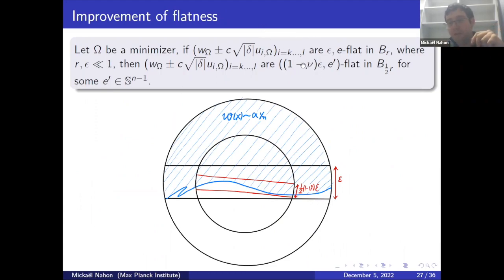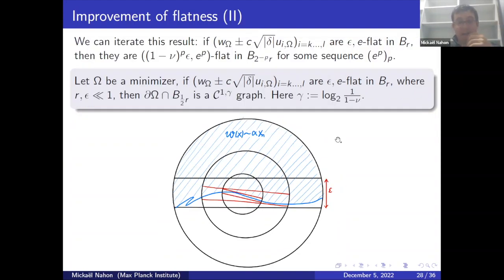So the nu here is not the same constant as just before, it's just a universal constant. And this one, you see, you can iterate actually. This one more or less is obtained by compactness using the previous one. But this one you can iterate, like you can do it as much as you want when you zoom in, because you get flatter and flatter.